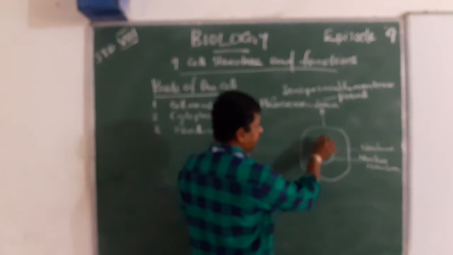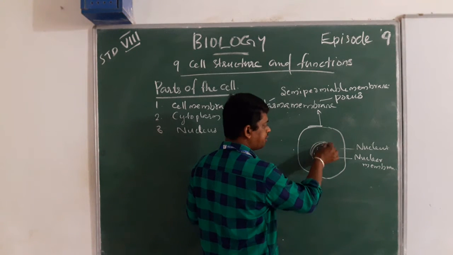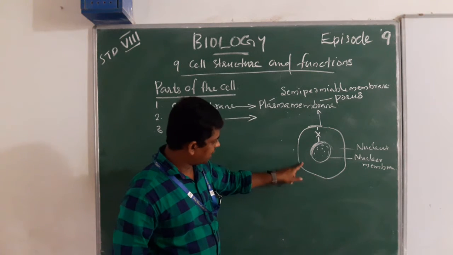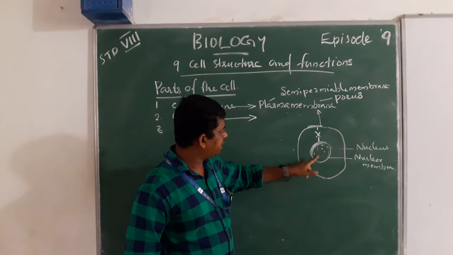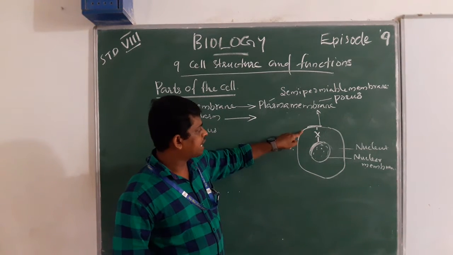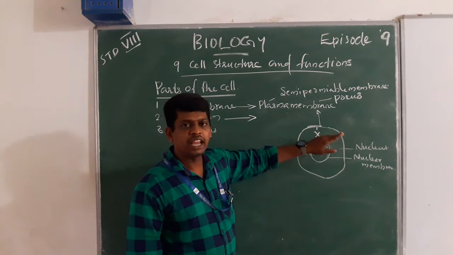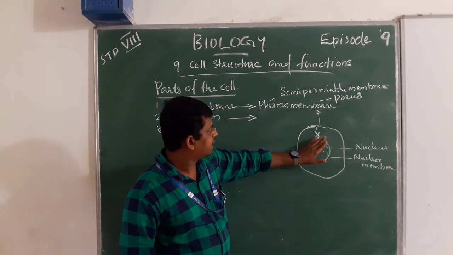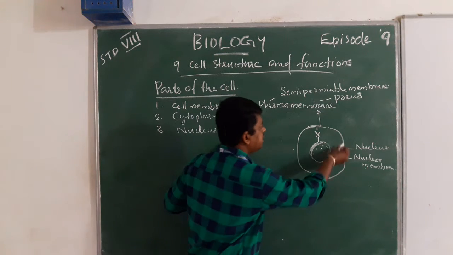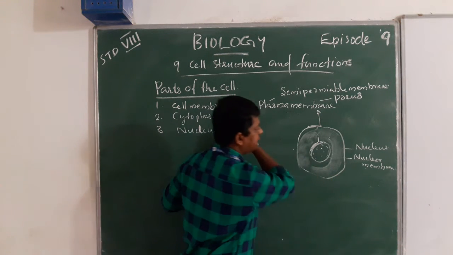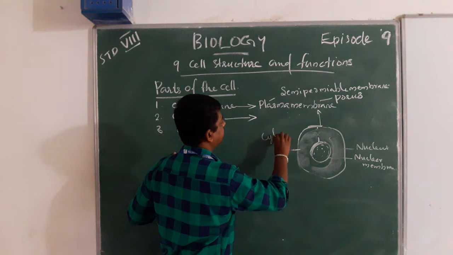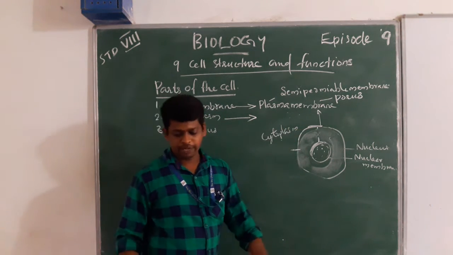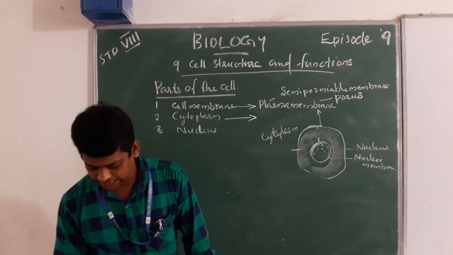The place in between the cell membrane and the nuclear membrane, the space between the nuclear membrane and the plasma membrane or cell membrane, that whole part is commonly known as the cytoplasm.